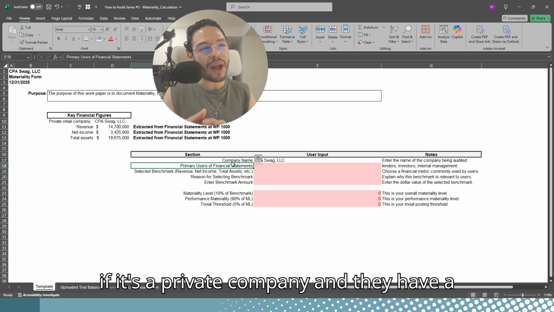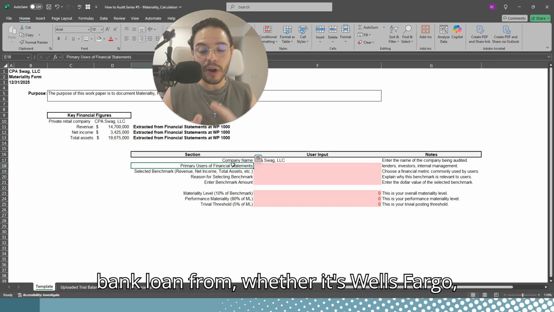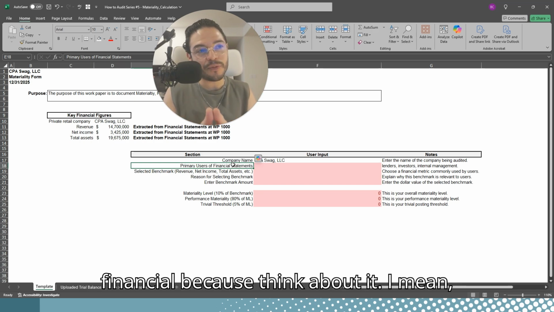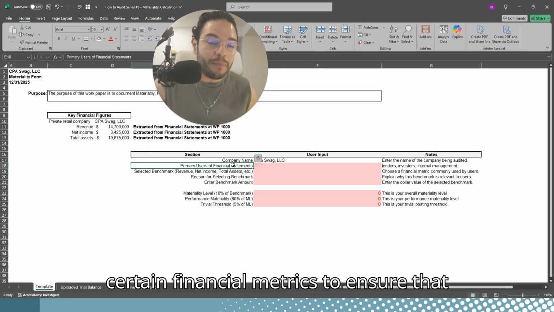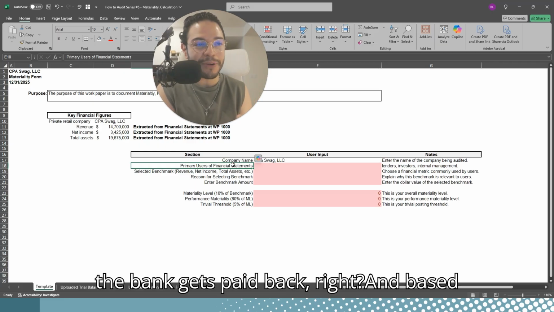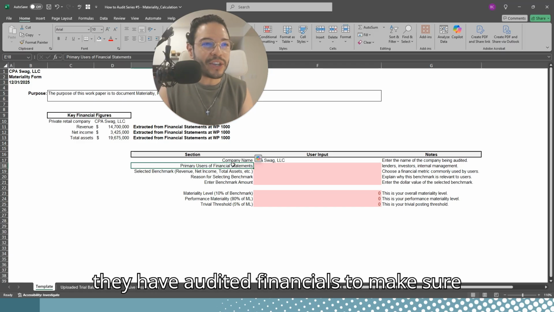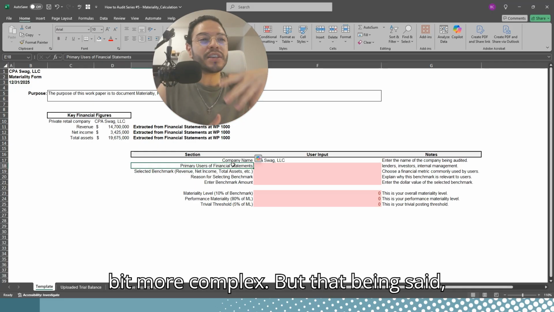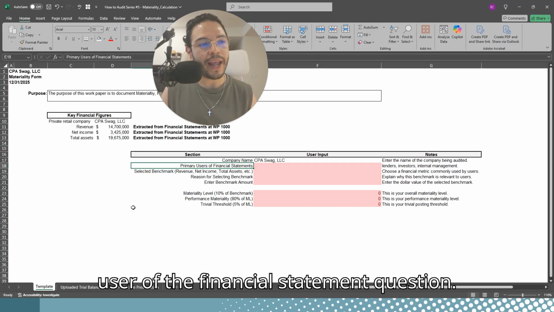For the most part, if it's a private company and they have a bank loan from whether it's Wells Fargo, Chase Bank, whoever it may be, they're usually going to require them to get audited financials, because think about it, the bank's going to require them to meet certain financial metrics to ensure that the bank gets paid back, right? And based on that, the bank wants to make sure that they have audited financials to make sure that their numbers are accurate. Or it's a publicly traded company, which is a little bit more complex. But that being said, that's going to help you answer this primary users of the financial statements question.